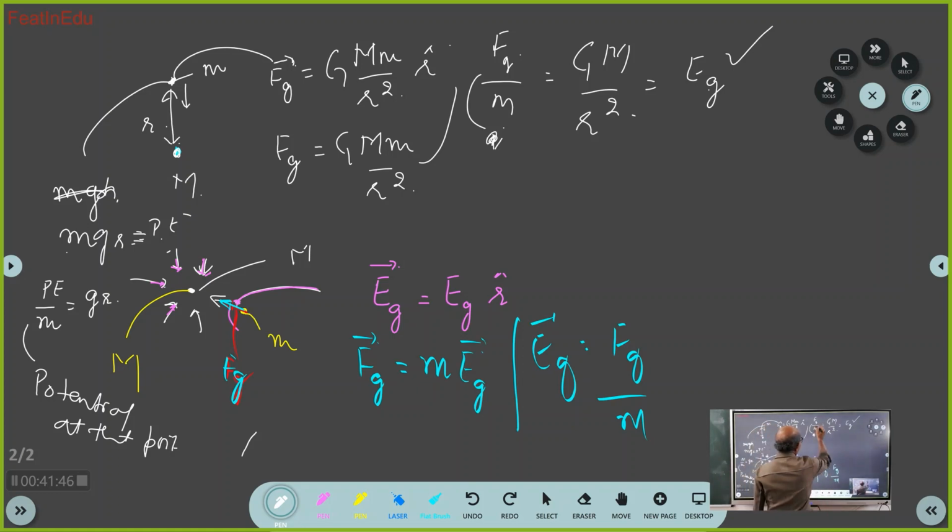Now here, Fg by m is acceleration due to gravity. The formula for acceleration due to gravity is also GM by r square. But then you say, oh, then acceleration due to gravity is electric field. No, don't conclude like that.